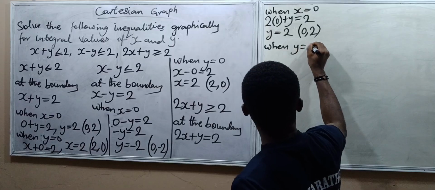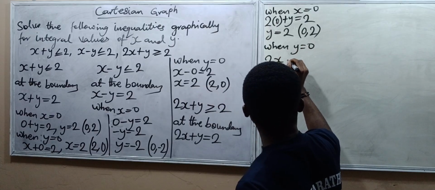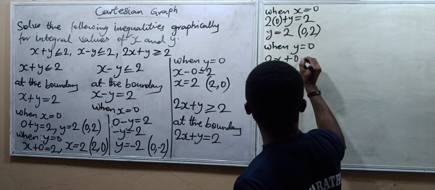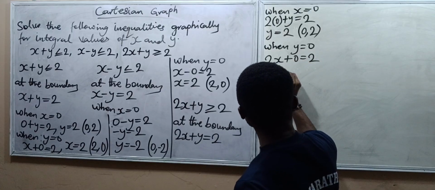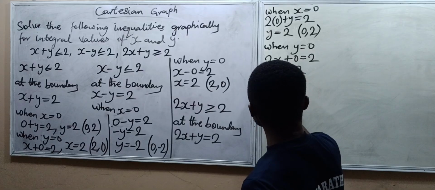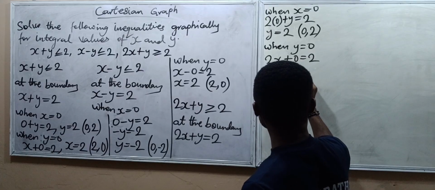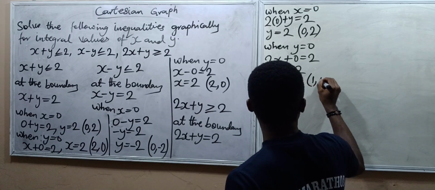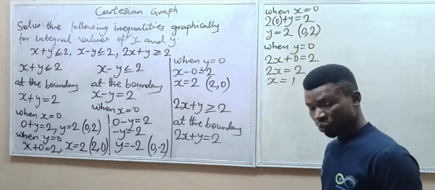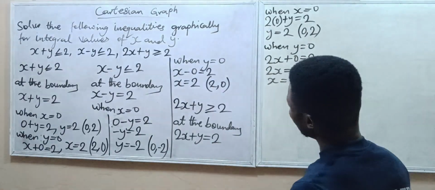And then when y is equal to 0, we have 2x plus 0 is equal to 2. That is 2x is equal to 2, and that implies that x is equal to 1. That is 2 divided by 2, 1. So we have 1 and 0. So we've obtained all the values we use for the graph.